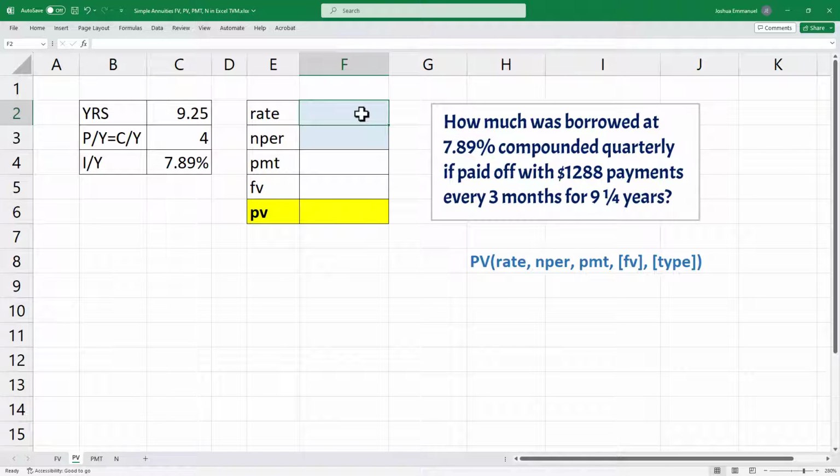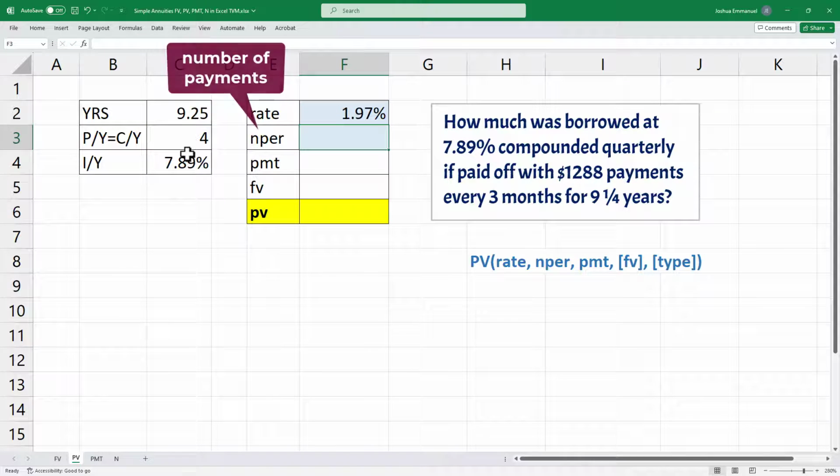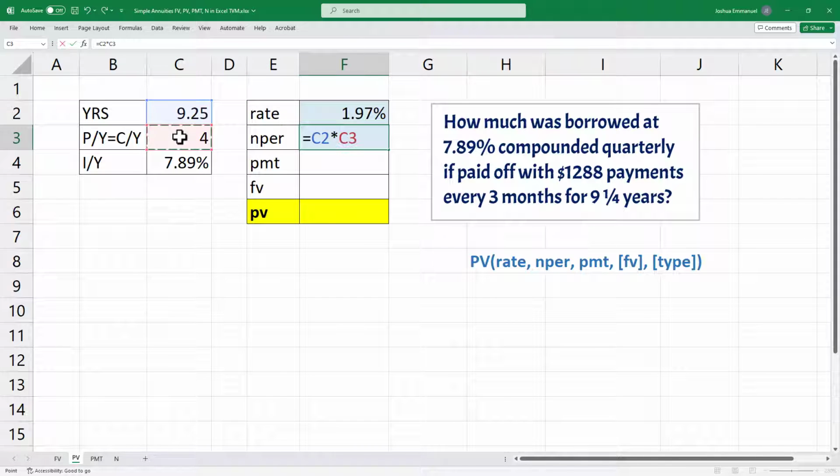Again, since this is simple annuity, the periodic rate is the nominal rate divided by the frequency of conversion. NPER is the number of payments, which is years times PY. Periodic payment is $12.88. The loan will be paid off at the end, so future value is 0.